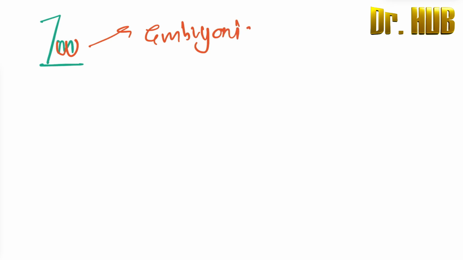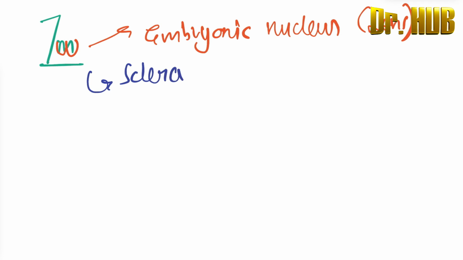Next, let's look at what is present in the 7th week, not month, 7th week. In the 7th week, there is the embryonic nucleus of the lens. Then the sclera begins to form.